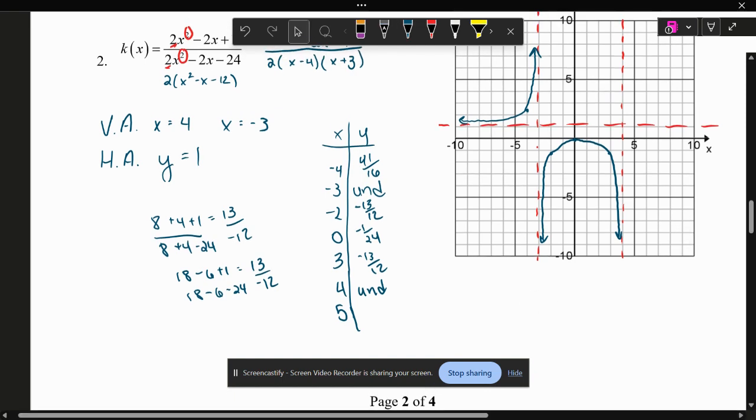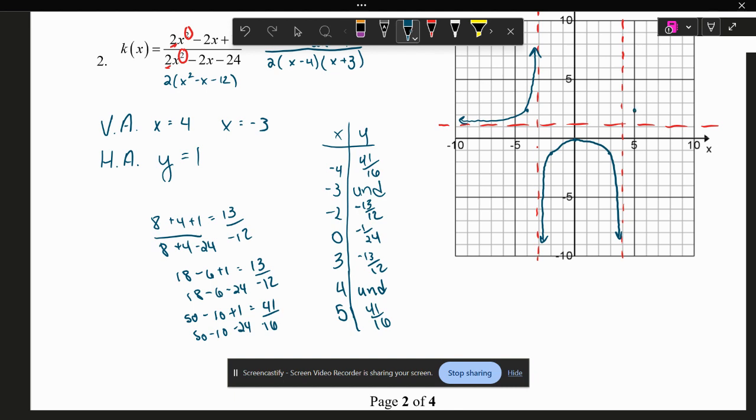So 5 squared is 25 times 2 is 50, minus 10 plus 1. That's going to give me 41. And 50 minus 10 minus 24, so that'll be 40 minus 24, which is 16. So 41 over 16. That is funny how that kind of worked out. So 41 over 16 is approximately here, which means that my graph is going to follow the curve. It'll look something like this.